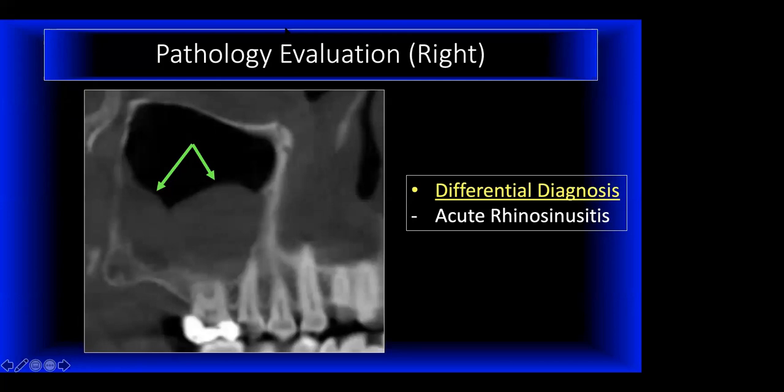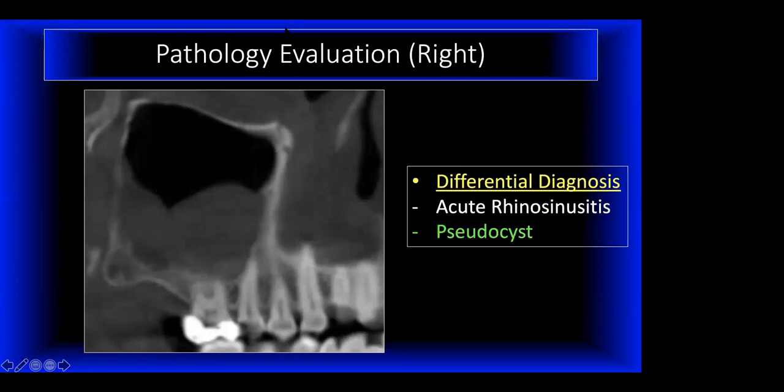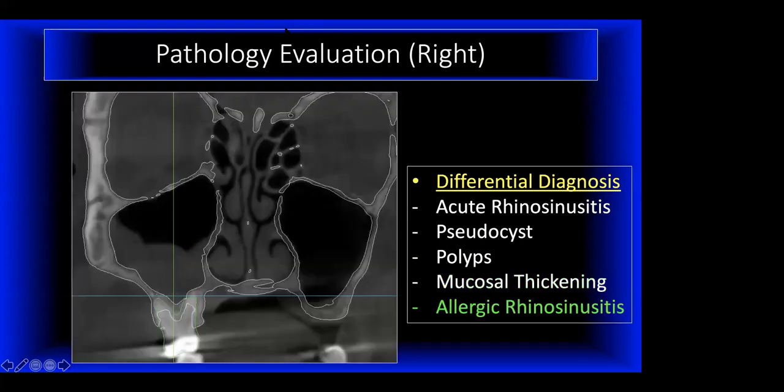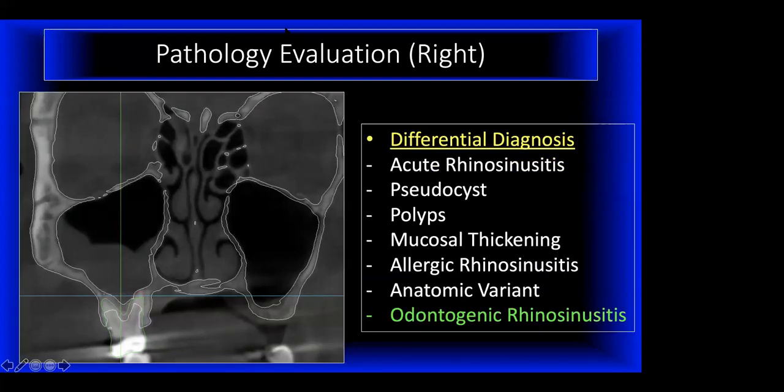It could be acute rhinosinusitis. It could be a pseudocyst. It could be polyps. It could be mucosal thickening. It could be allergic rhinosinusitis. It could be an anatomic variant that is causing it. Or it could be an odontogenic rhinosinusitis.